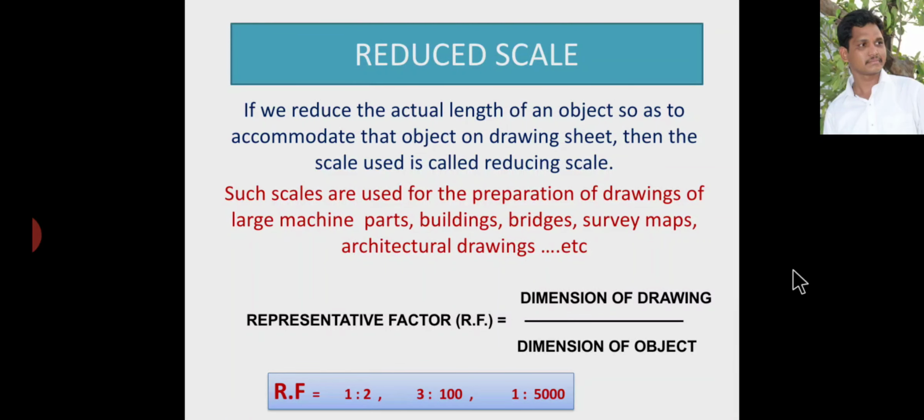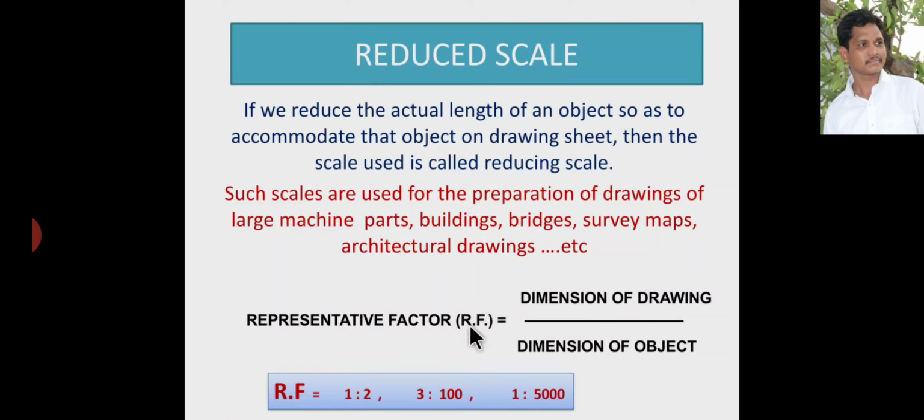Now coming to the next type, that is a reduced scale. If we reduce the actual length of an object so as to accommodate that object on drawing sheet, then the scale used is called reducing scale. Such scales are used for the preparation of drawings of large machine parts, buildings, bridges, survey maps, architectural drawings, etc. Here the representative fraction is always less than 1.